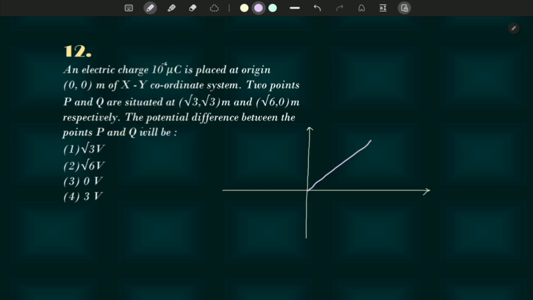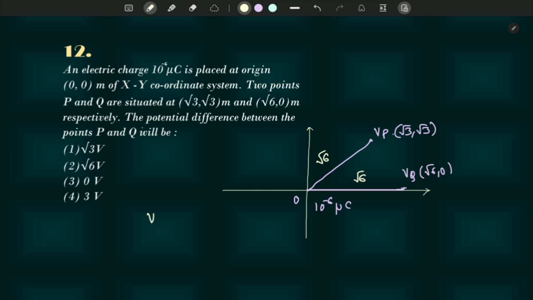Let me assume that this point is VP. Coordinate is given as √3, √3. And this position where I will find the potential VQ is given as √6, 0. And this is our origin. Electric charge of 10 to the power minus 6 microcoulomb is placed at origin. Now if we calculate the distances, this distance is √6 obviously, and this distance is also √6, because √3 square plus √3 square under root is √6.